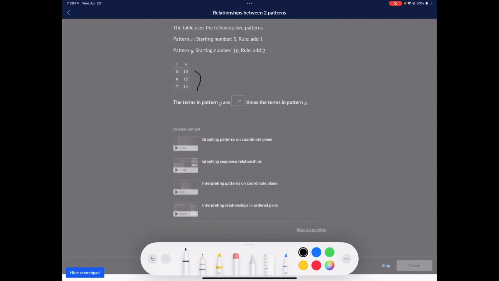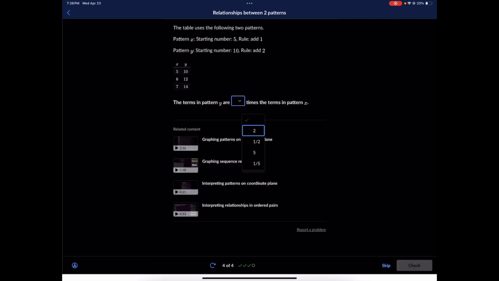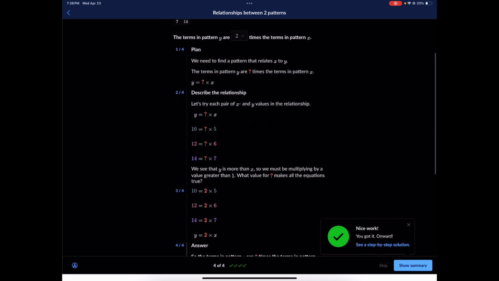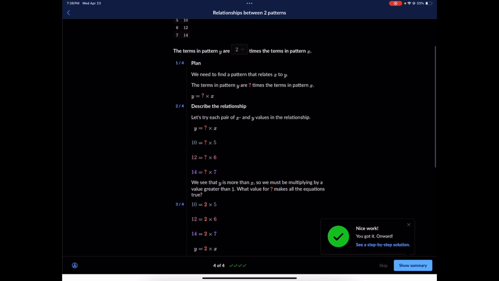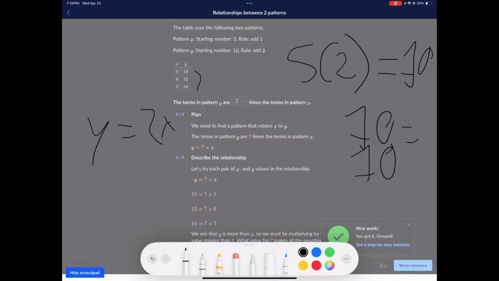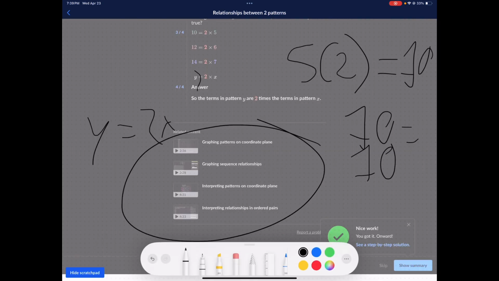So what if we use 2? Will that equal 10? Yeah, it will. So that means 10 is equal to 10. So that means that it is 2. So very, very good. Here's the solution. We do our 2 times x. I don't like how they do 2 times x. It should just be y equals 2x. But again, it's correct. I won't blame them. So we've got that right. Good job.